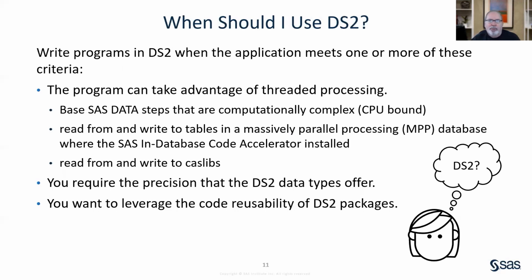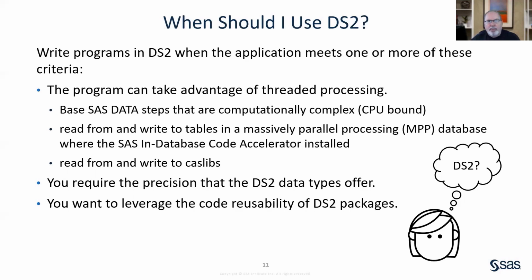But it's not true. You don't want to put the hinges into your door with a shiny hammer. A screwdriver is better. And for DS2, we want to think of it this way. Can my program make good advantage of this parallel processing capability? So for instance, if I'm running straight up on the Base SAS platform or on the SAS compute server, does my data processing have a lot of CPU involved?